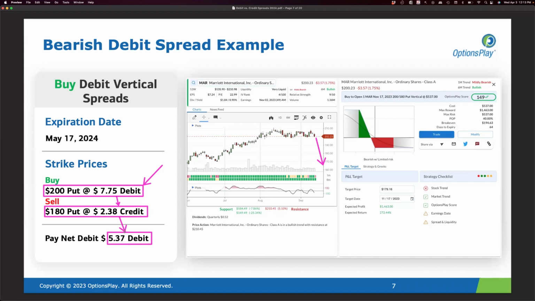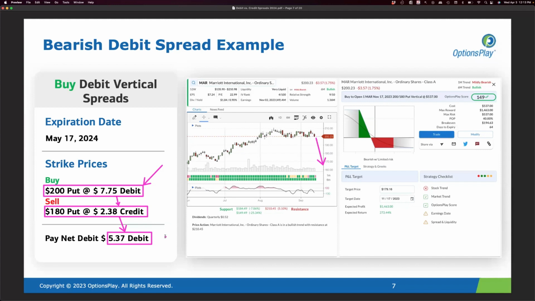So instead of paying $7.75 and risking $775 per contract, by selling the 180 puts and collecting $2.38, you've reduced your total outlay down to just $537. So you've reduced your overall risk in this particular case by nearly a third. You're reducing your overall risk by roughly 30%.